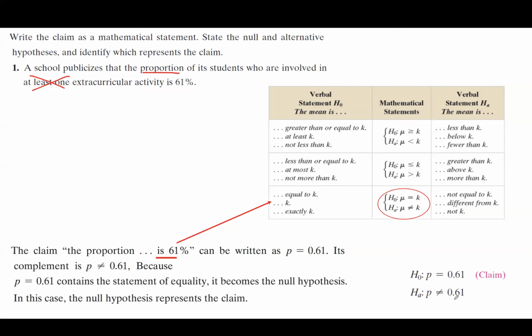The alternative hypothesis saying that it's not means that it's either less than 61% or more than 61%. We can visualize this this way. H sub 0 or null hypothesis says the proportion is exactly 61%. Alternative says, no, it might be less than or more than 61%.